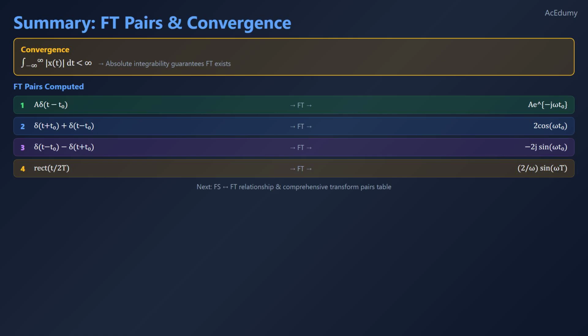In the next video, we'll explore the relationship between Fourier series and the Fourier transform and build a comprehensive table of transform pairs.